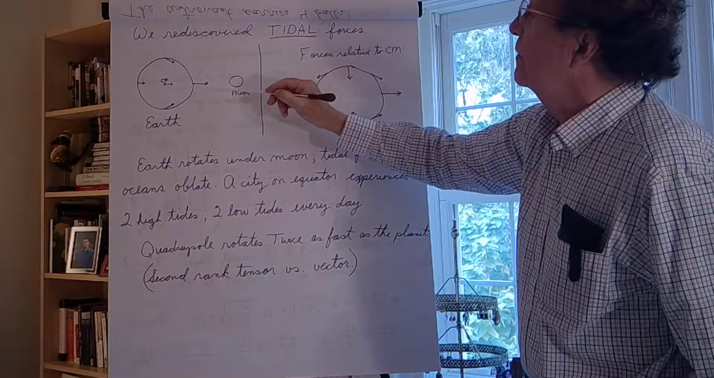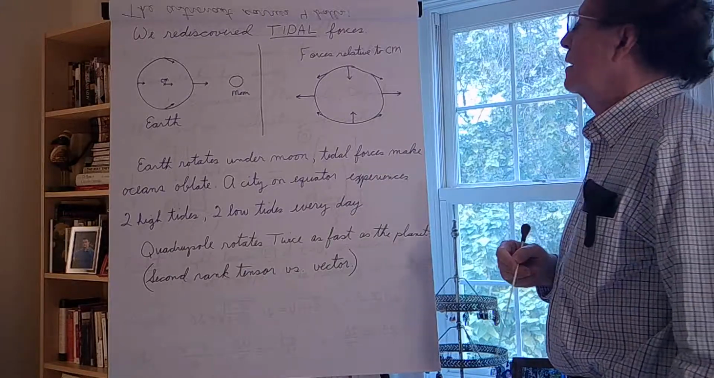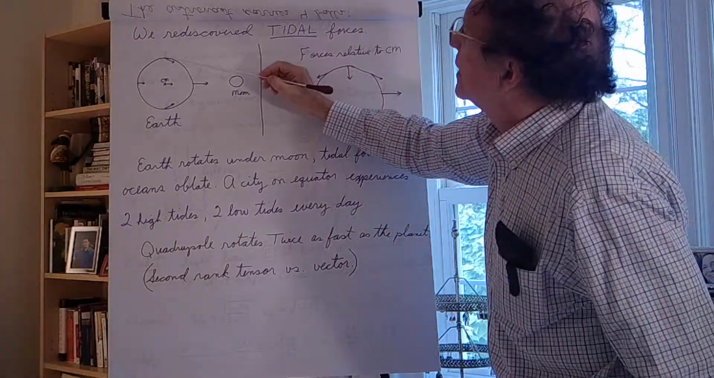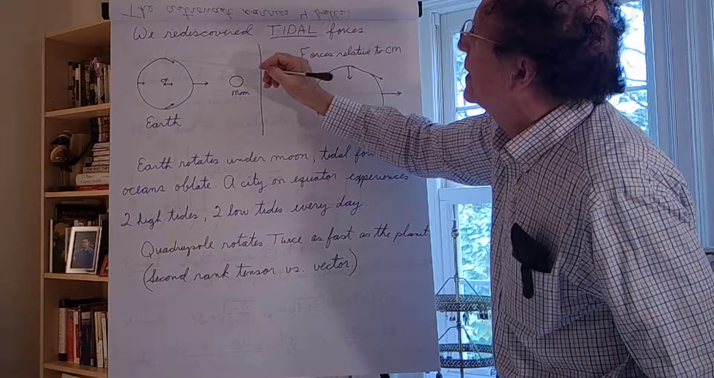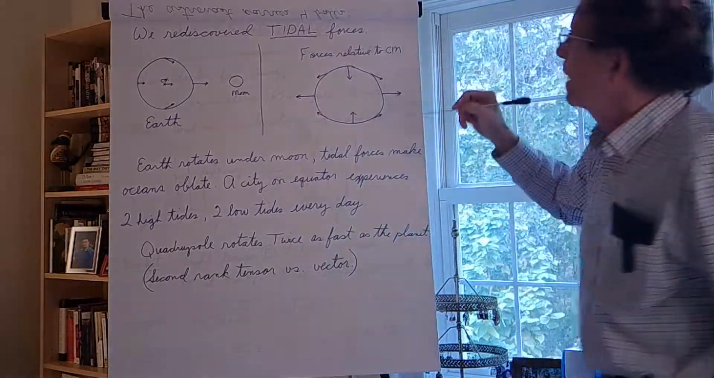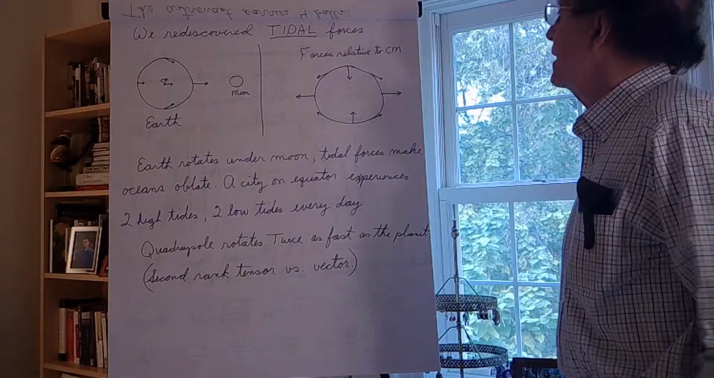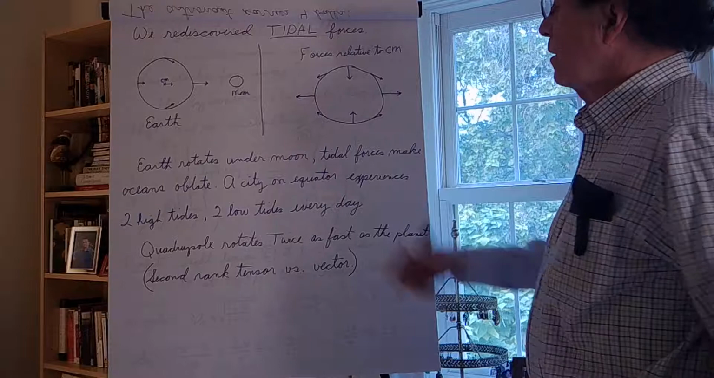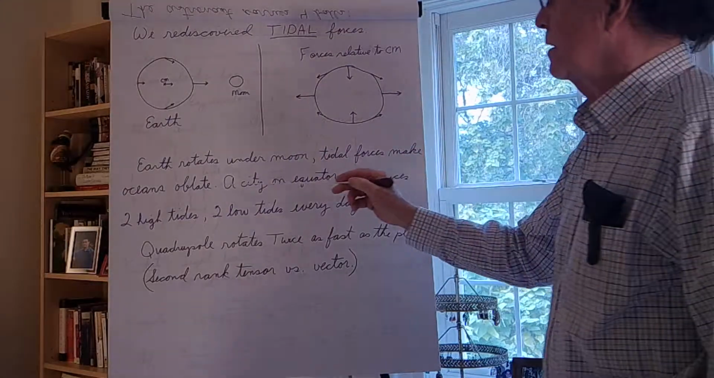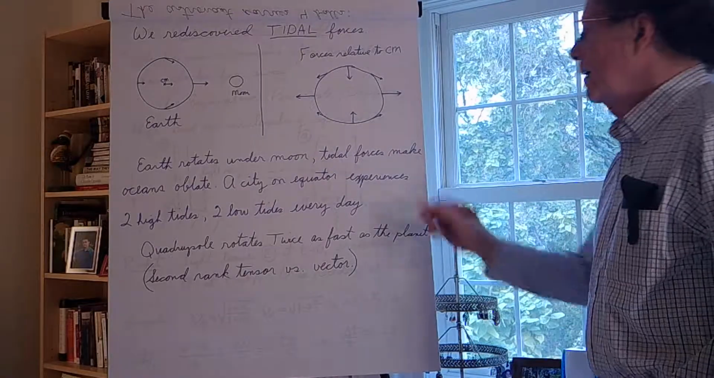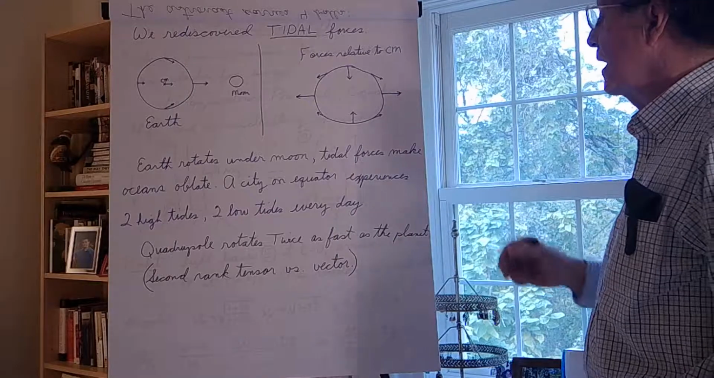Right? If I subtract this from him, I get something basically coming down. Right? This is going in this direction. I subtract off the center of mass. It comes back here. And so the result is down. Okay, and that's it. There's a quadrupole moment for you. That's the tidal force. The Earth rotates under the moon, and tidal forces make the ocean somewhat oblate. A city on the equator, for example, will then experience 2 high tides and 2 low tides every day.